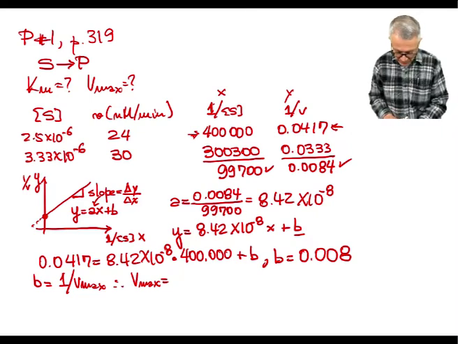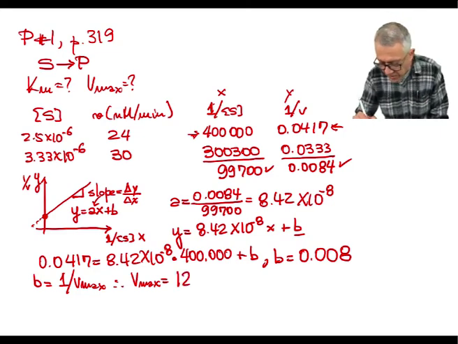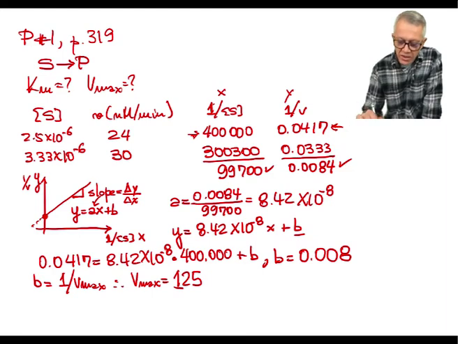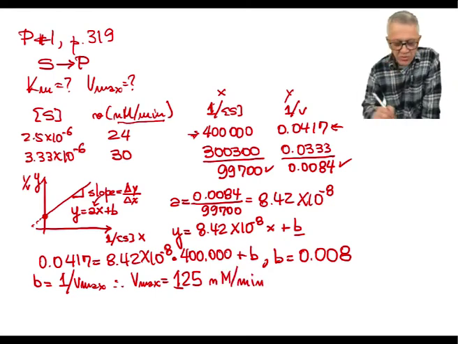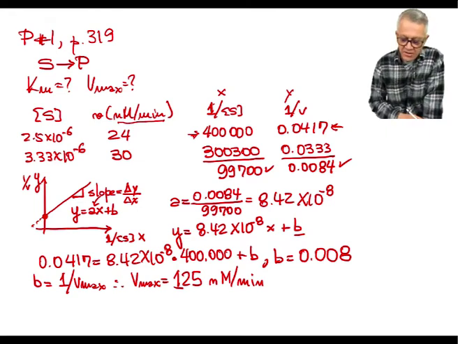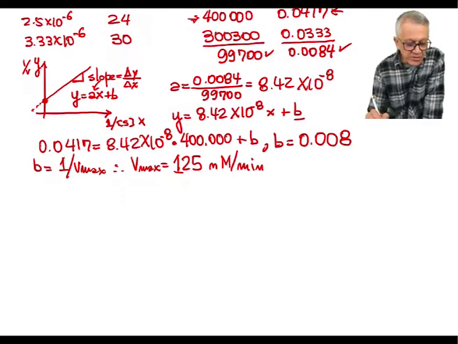2 zeros after the comma and invert. It's going to give us 125. And which unit is going to be that? We are working here with nanomolar per minute, so this remains as such, nanomolar per minute. So we have the first solution here, that's the Vmax, right? So let me move this thing up a little bit here, get more space for us, and go back to find out the other value.